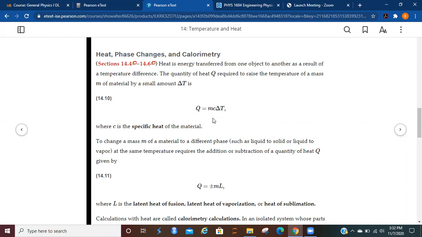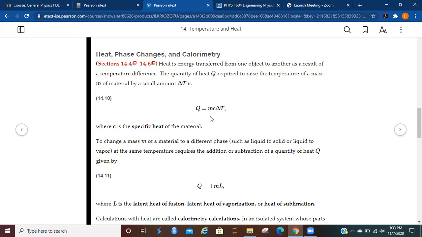So, heat is energy transferred from one object to another as a result of a temperature difference. The quantity of heat, Q, required to raise the temperature of a mass M of material by a small amount, delta T, is related as follows. Q is equal to mc delta T. C is going to be the specific heat of the material.